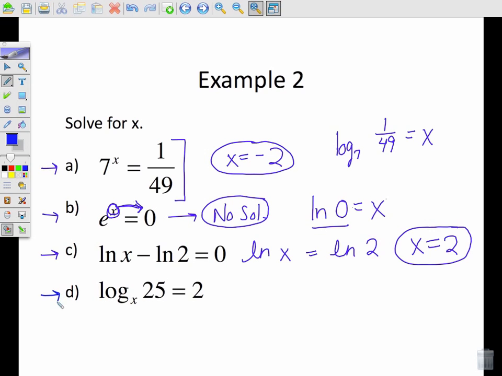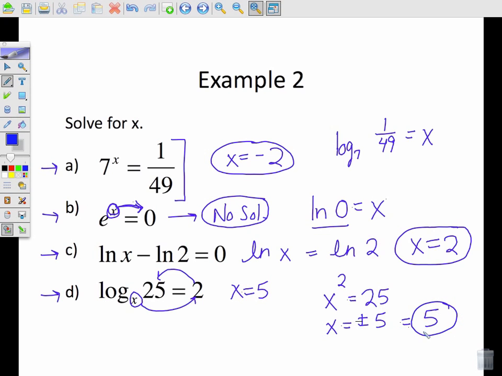And finally, for letter D here, what base with an exponent of 2 will give you 25? The answer is 5, but let me show you how. You do x to the second equals 25. x would equal plus or minus 5. However, you can't have a base that's negative, so our conclusion is just 5, not the minus. So there's a little bit of experience there with solving these logarithm equations.